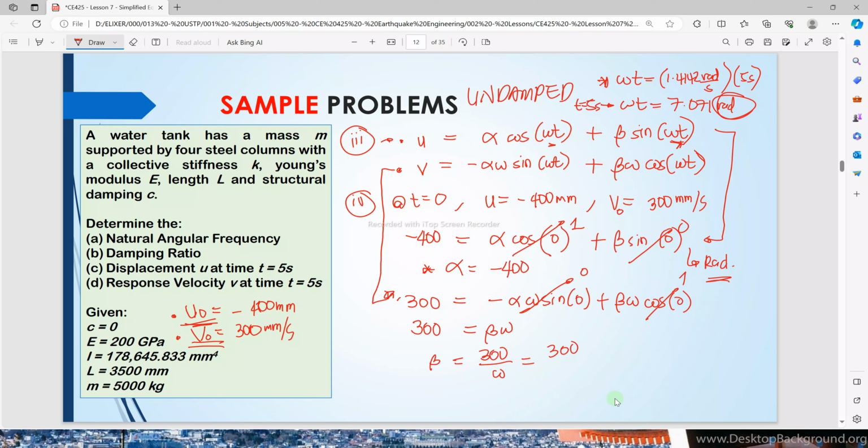Our omega, or the natural angular frequency, is equal to 1.4142. Therefore, our beta, which is equal to 300 over 1.4142, becomes 212.1341. So you have your alpha and your beta, and we just substitute these into the general equation of motion.